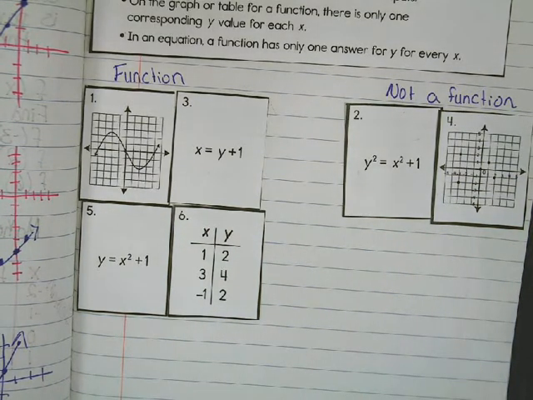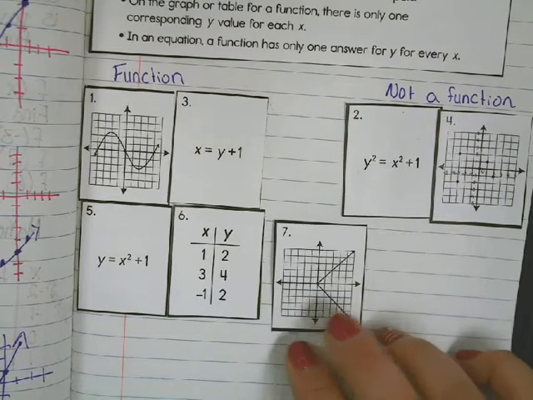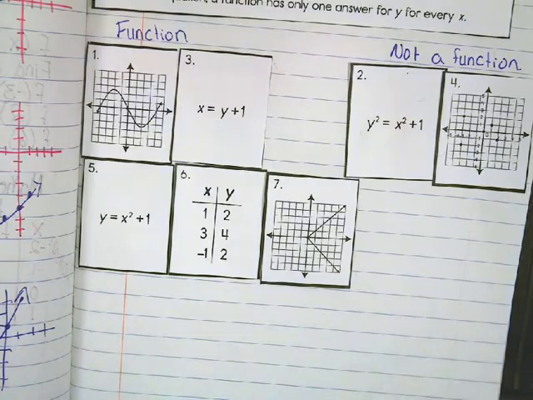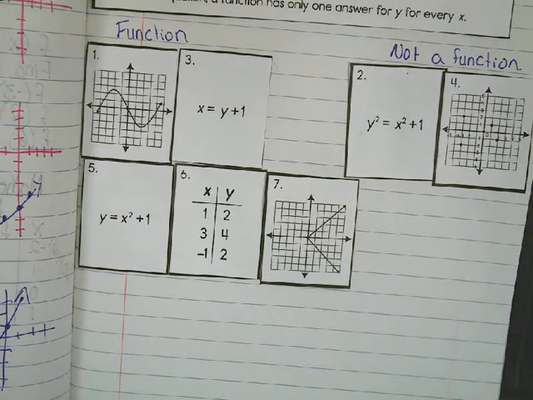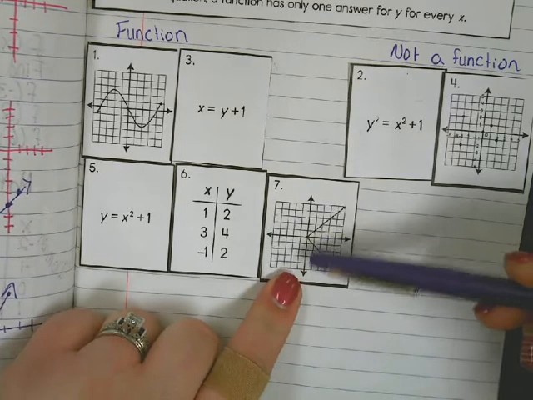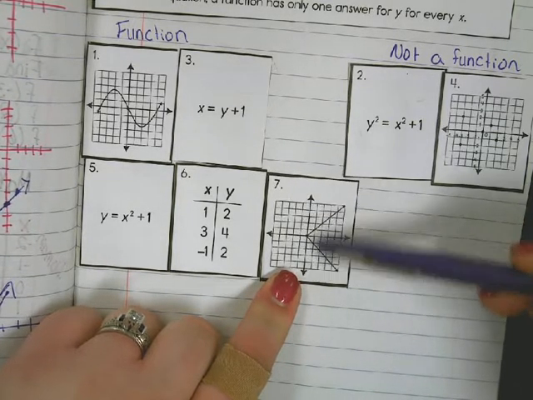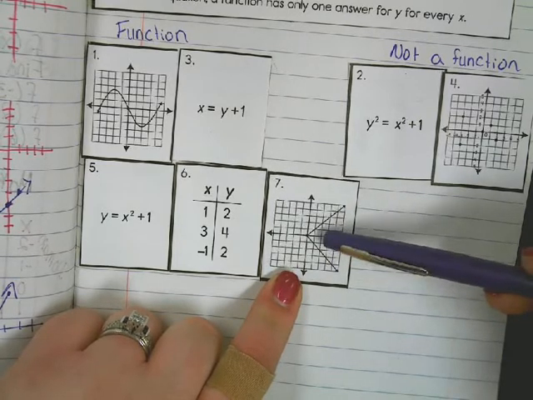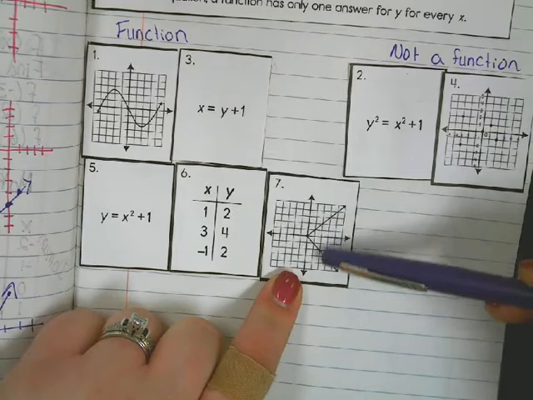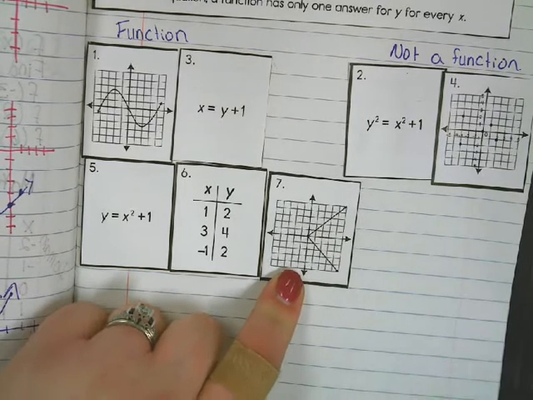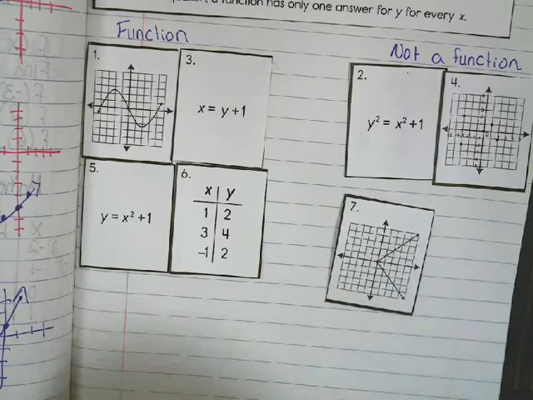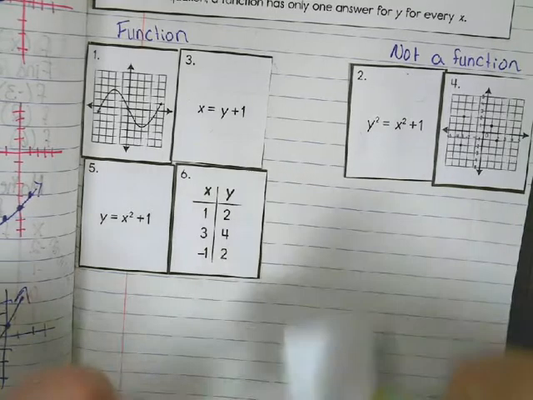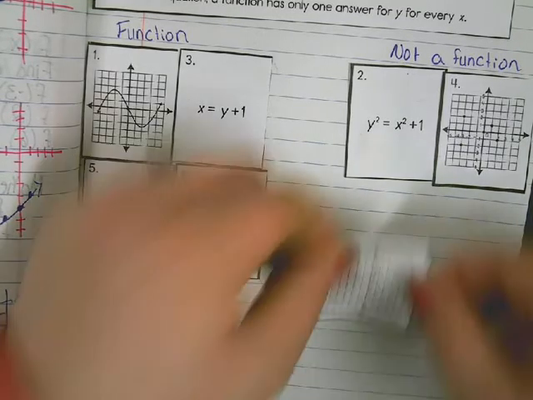Okay, look at number 7. So this is where I would do my vertical line test. So if I look from each x value, how many times is my x going to hit my line? Well, if I look here, if I draw a line straight up and down, twice. So is it a function? No, because it's going to hit it twice. So not a function for number 7.